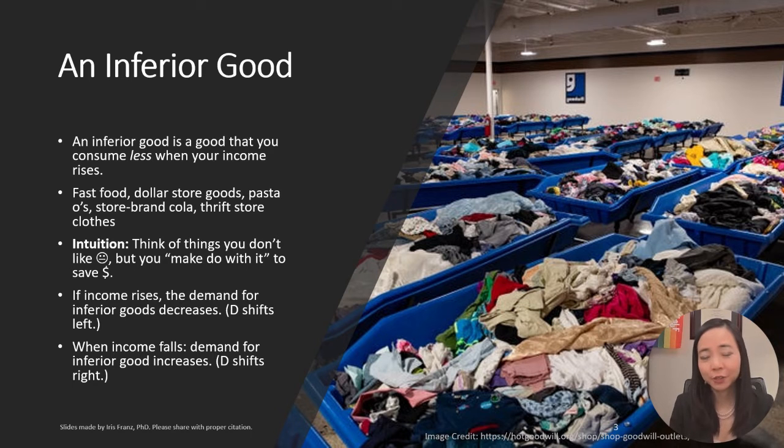Now let's talk about inferior goods. These are the types of goods that people tend to consume less when their income goes up. Think of fast food, pasta, oils, store brand soda, used clothing, dollar store products. You might not love them, but sometimes we make do to stretch our budget. As income increases, we usually trade up and buy fewer of these items. That's why the demand curve for inferior goods shifts to the left when income increases. On the flip side, when income drops, these budget-friendly alternatives suddenly become more appealing and demand for them goes up, shifting the demand curve to the right.